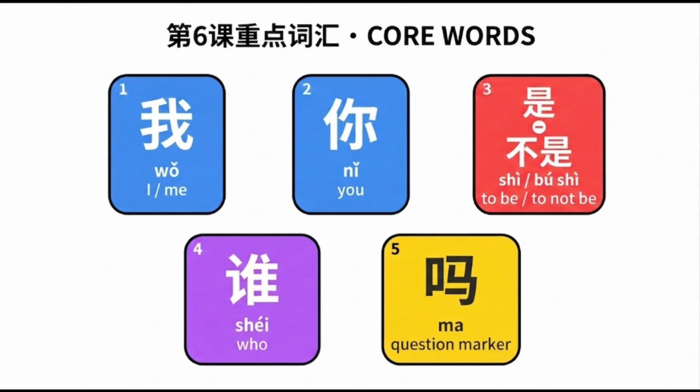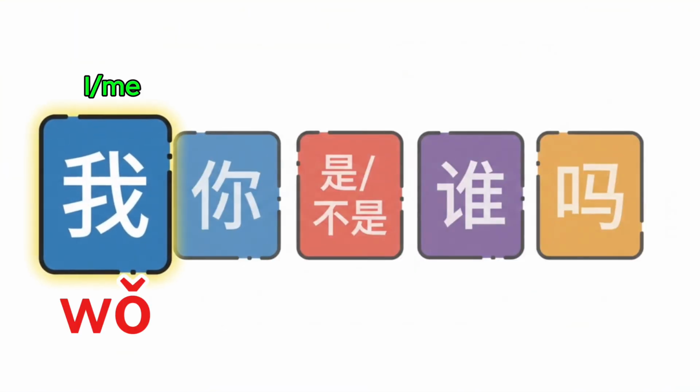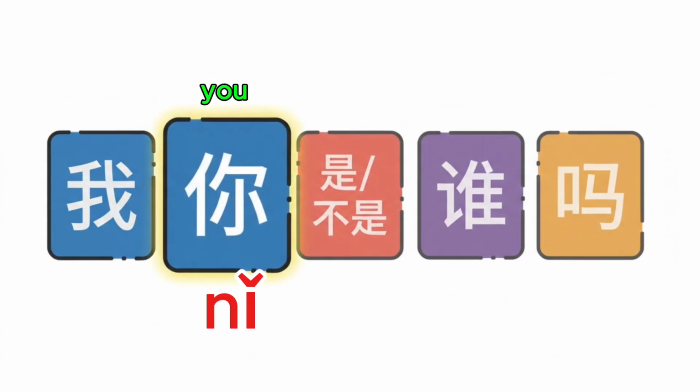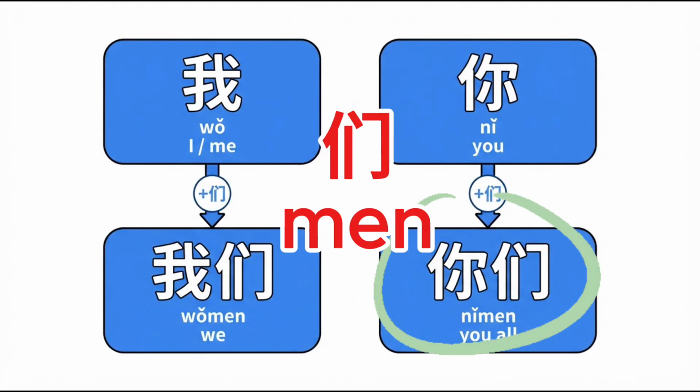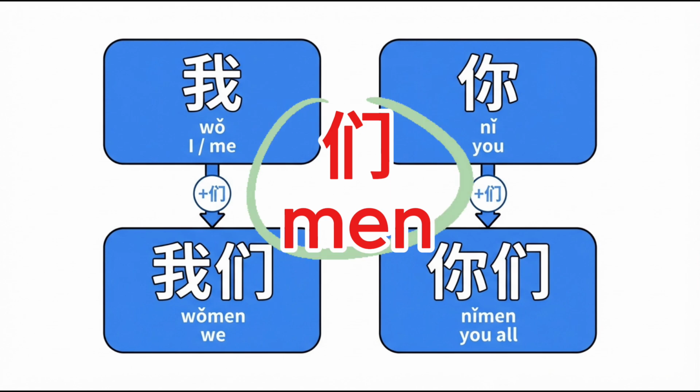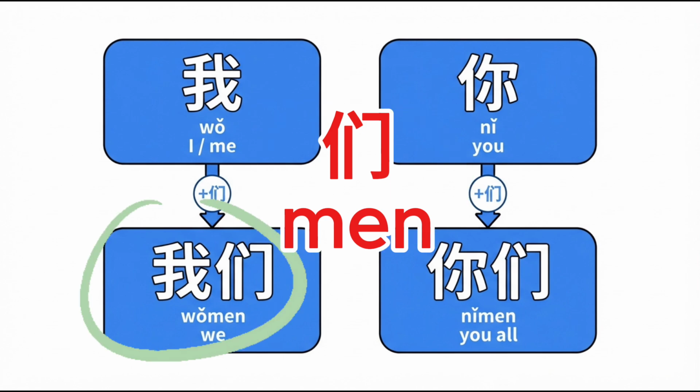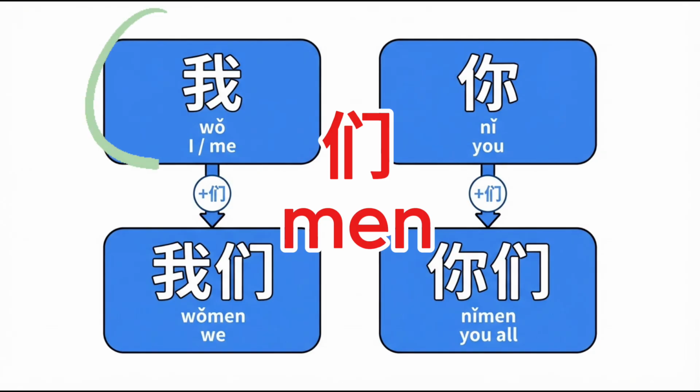Before we get into sentence patterns, let's nail down the basic Chinese pronouns. They're actually much simpler than English. 我, talking about yourself. It's always this one character. 你, you, talking to one person. 你们, you all. If you're talking to a group of people, just add 们 and it becomes plural. 我们, we. Same rule. Add 们 to 我 and you get we.